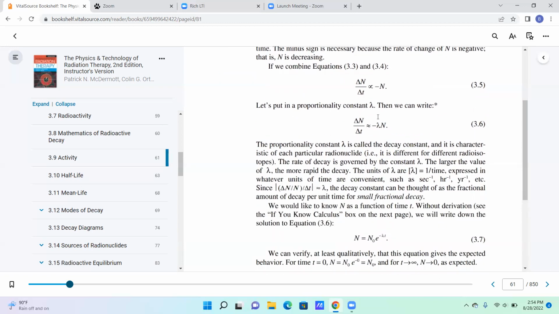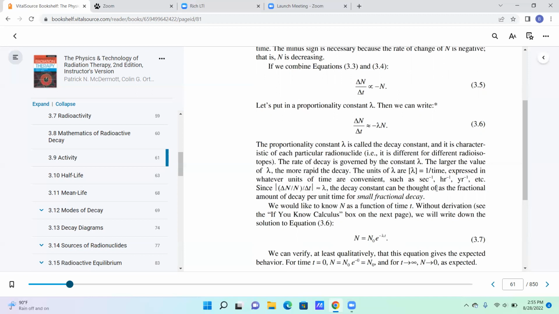Putting in a proportionality constant to make this roughly equal, the change in N over the change in t is going to be equal to minus lambda times N. The proportionality constant is also called the decay constant. It's characteristic of each particular radionuclide. So you have to figure out which nuclei you're dealing with in order to be able to tell what that decay constant happens to be. And the rate of decay is going to be governed by that constant.